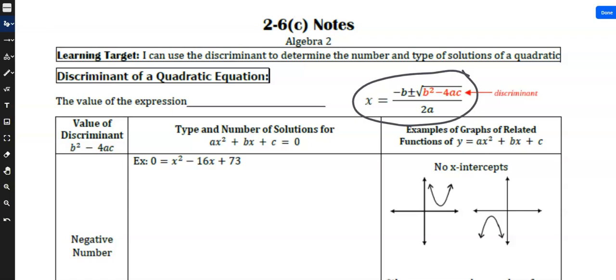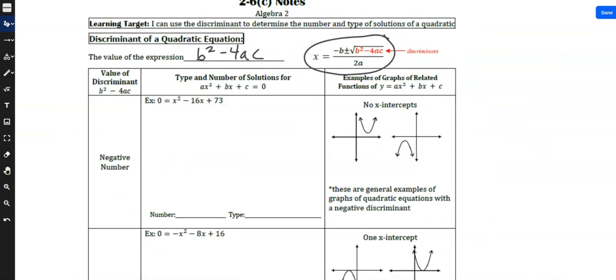Well, that's b squared minus 4ac. We have got to figure out what this is. Now, why do we have to figure out what this is? There are three scenarios that we need to understand.